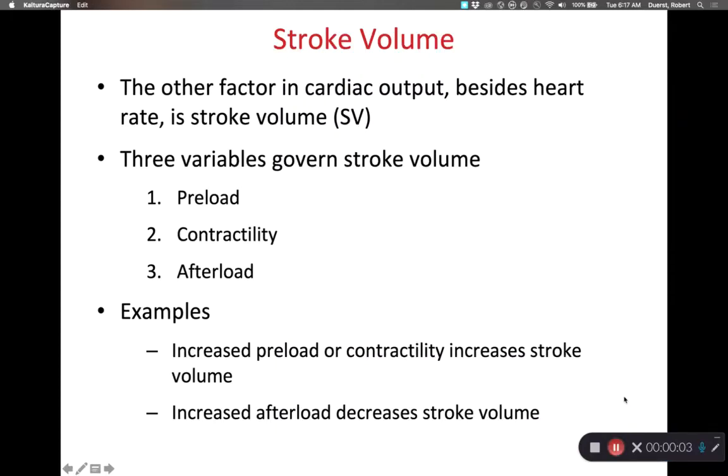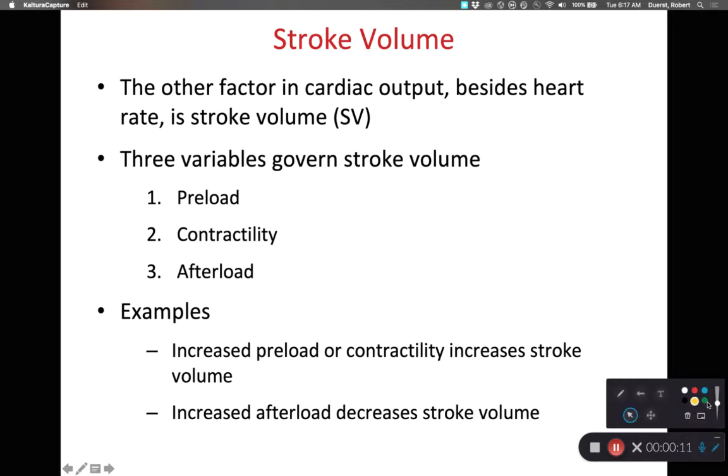Hi class, in this recording we're going to be focusing on cardiac output and how preload and other variables influence cardiac output. So let's dive into it. As we look at cardiac output, stroke volume is a key player in governing or determining cardiac output.